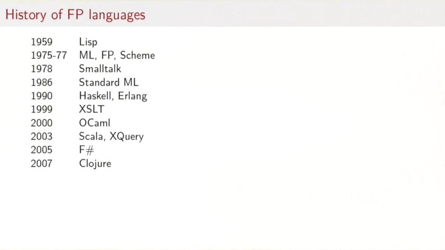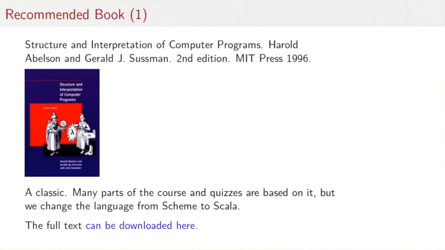If we look at the history of functional programming languages, we find that they date back to almost the beginning of programming languages in general. The first functional language was Lisp, invented by McCarthy at the end of the 1950s. Then there was a lot of activity in the 1970s and 80s with ML, FP, Scheme, Smalltalk, Standard ML, reaching into the 90s with Haskell and Erlang. Later languages include OCaml in 2000, Scala in 2003, F# in 2005, and Clojure in 2007.